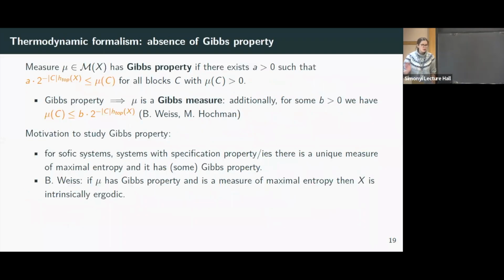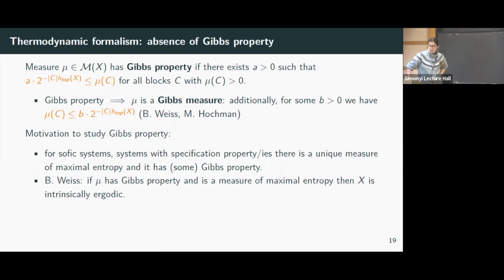Okay, so finally I'm going towards thermodynamical formalism, at least a little bit. So what is Gibbs property? Suppose we have an invariant measure. We say that it has Gibbs property if there exists a constant A that gives us such a lower bound for all blocks of positive measure nu. Actually, if this holds, there will also be an upper bound. So what this property means is that all blocks of the same length have approximately the same measure.